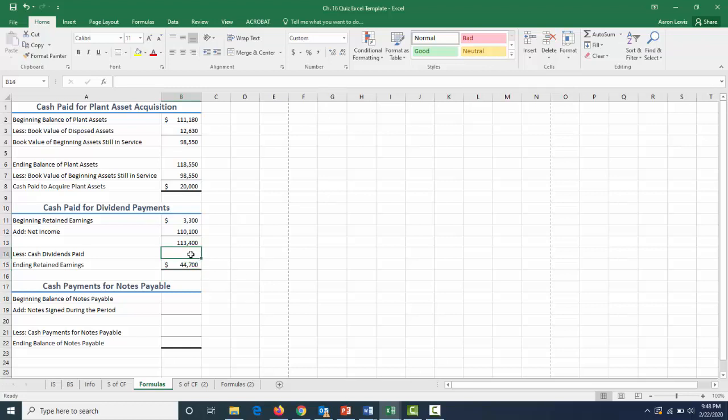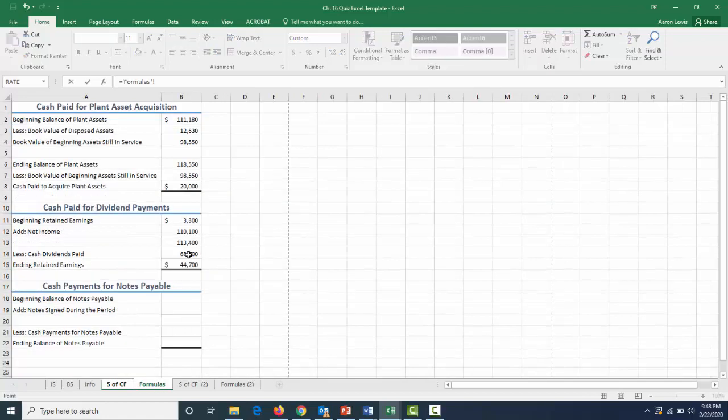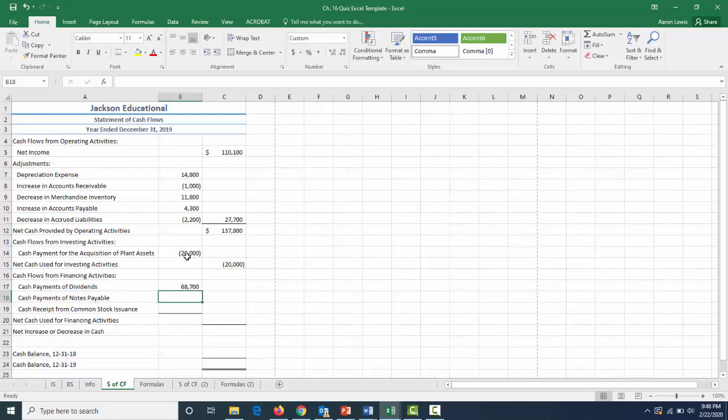So if you take this subtotal and subtract out your ending retained earnings, you're going to find out that Jackson Educational paid $68,700 worth of cash dividends during the period. If we go to our statement of cash flows, we can just fill that number in, $68,700. And again, we took this money out of the company and gave it to our stockholders, which means it has to be a negative cash flow or a cash outflow, if you will. So we paid $68,700 for dividends.